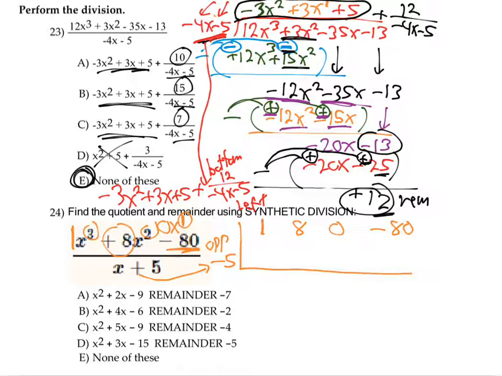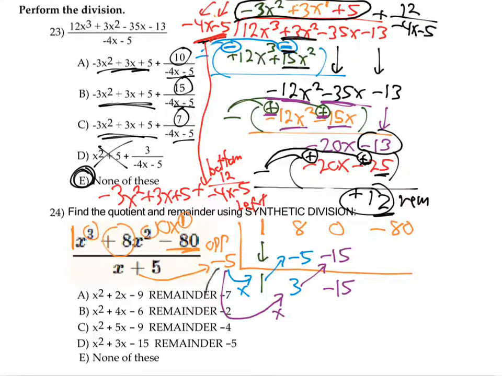All right. How does this work? We're going to bring down the 1. And then remember what we do? We multiply and write the answer right there. Negative 5 times 1, negative 5. Then add them up. 8 minus 5, 3. Then we do it again. Negative 5 times 3, negative 15. Add them up. 0 minus 15 is minus 15.